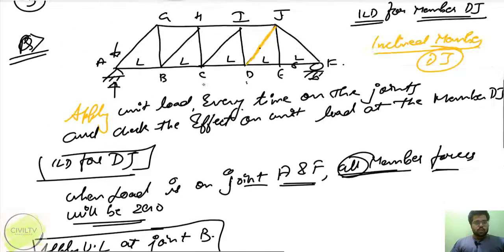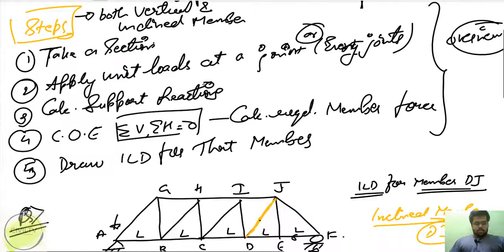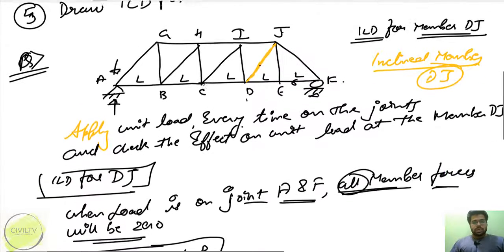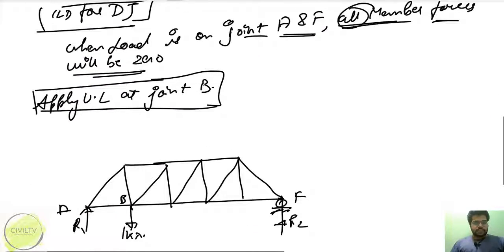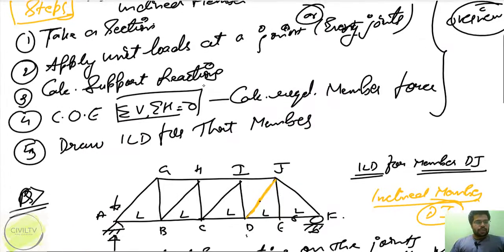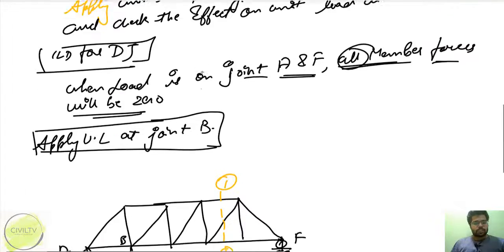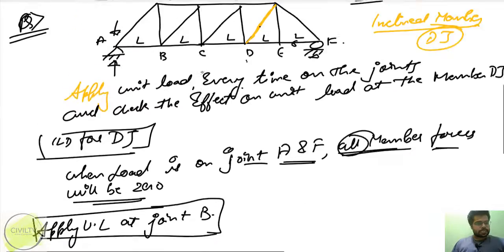ठीक है, so just look at the steps what we have written. आई हैव टू टेक DJ का मुझे निकालना है, ठीक है. सो व्हाट आई विल डू, आई विल टेक अ सेक्शन. पहला स्टेप मेरा क्या है, आई विल टेक अ सेक्शन 1 उसके बाद I will apply unit loads at a joint, ठीक है. तो for the time being I have applied the unit load at joint B. यहाँ पर मैंने सेकंड वाला भी लगा दिया.